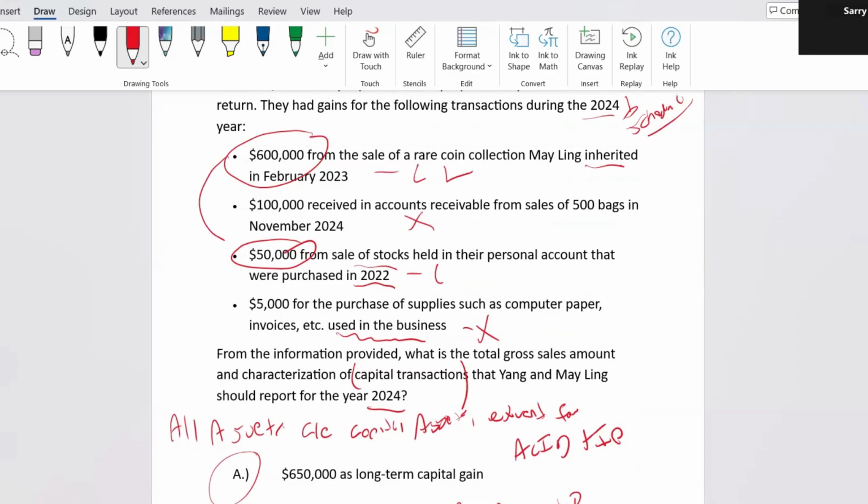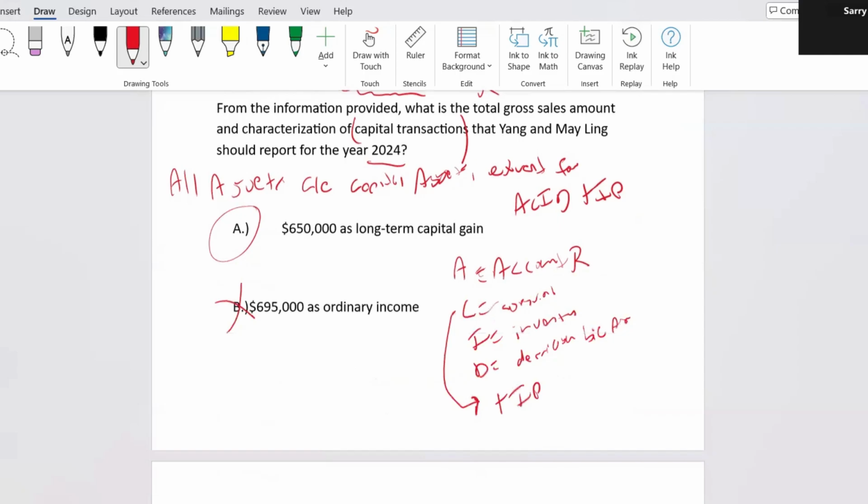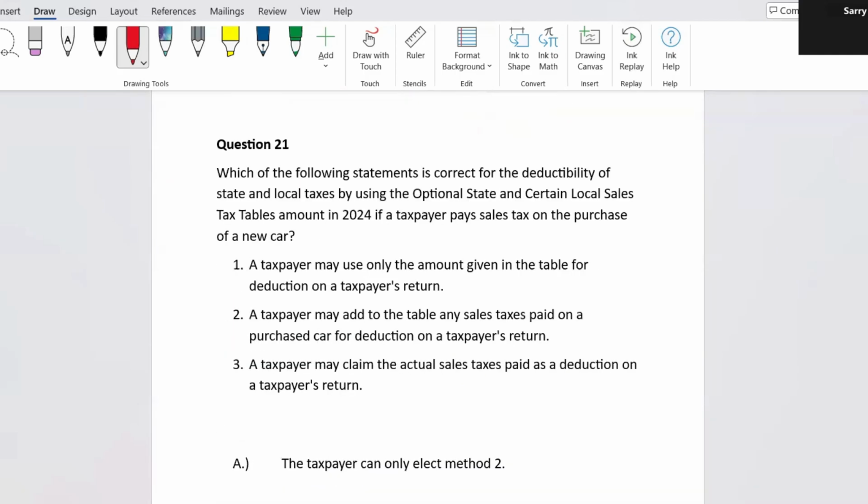So let's go to the next question. Okay, which of the following statements is correct for the deductibility of state and local taxes by using the optional state and certain local tax tables? If a taxpayer pays sales tax on the purchase of a new car.